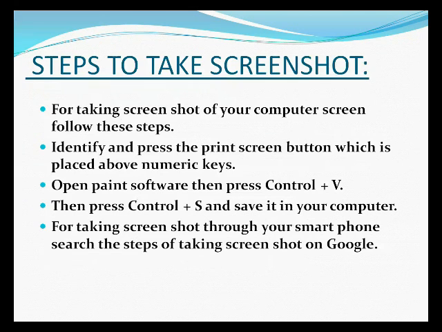Now I have shared the steps of taking a screenshot. For taking a screenshot of your computer screen, follow these steps. Identify and press the Print Screen button, which is placed above the numeric keys. Open Paint software, then press Ctrl V, then press Ctrl S and save it in your computer. For taking a screenshot through your smartphone, search for the steps of taking a screenshot on Google.